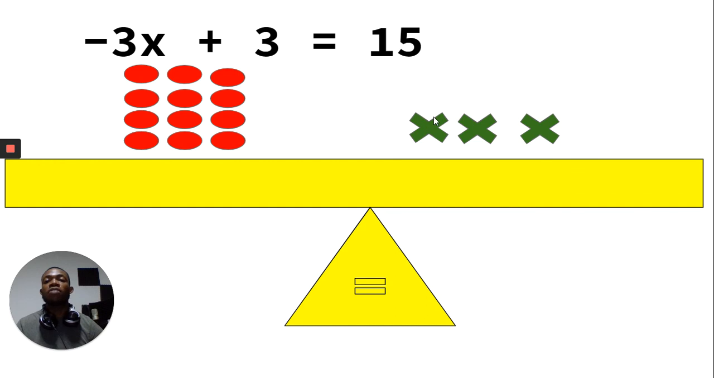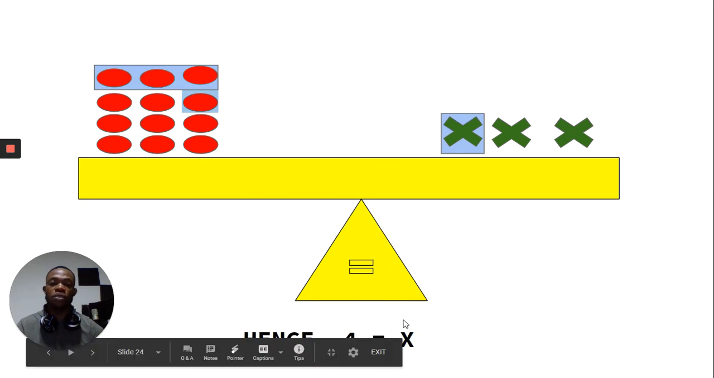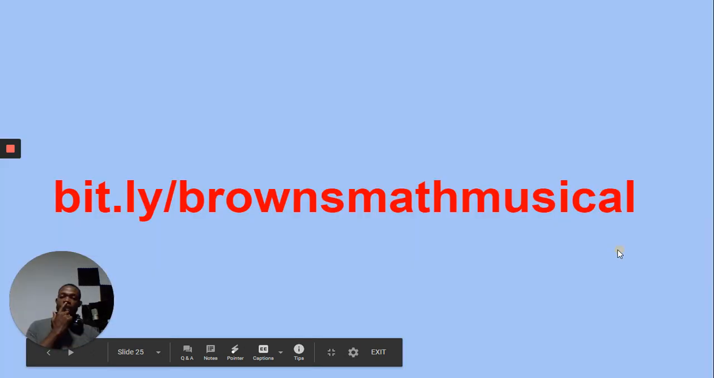Now, to find the value of 1x simply means that I should share these 12 negatives equally among my x's. There you go. The value of x would be -4 equal to x, or it can be represented like this, x equal to -4. There you have it.